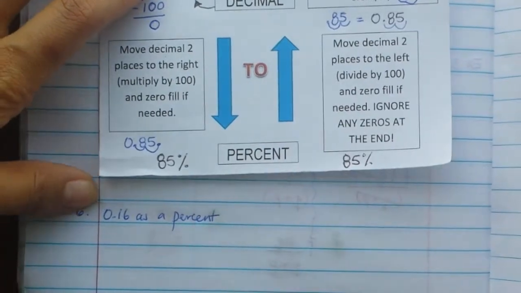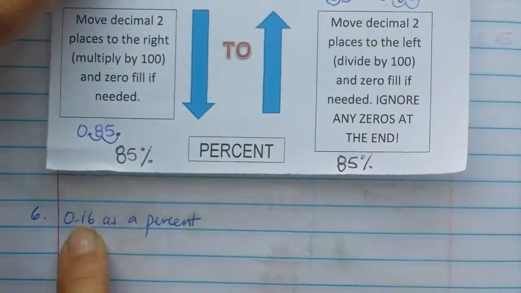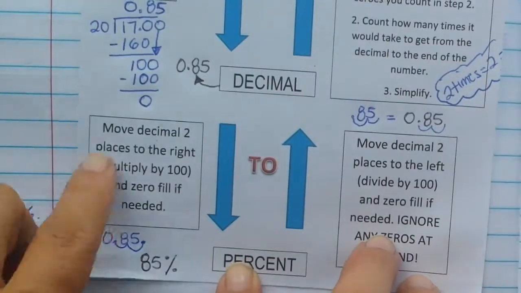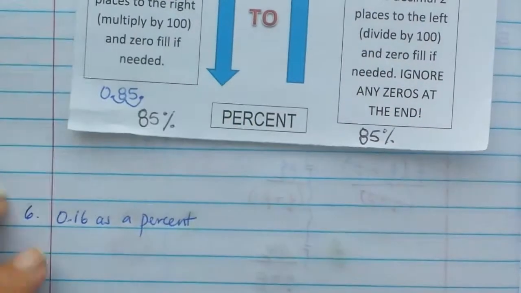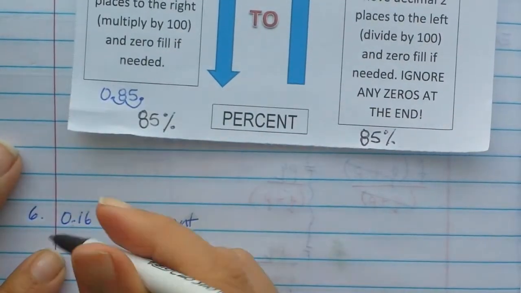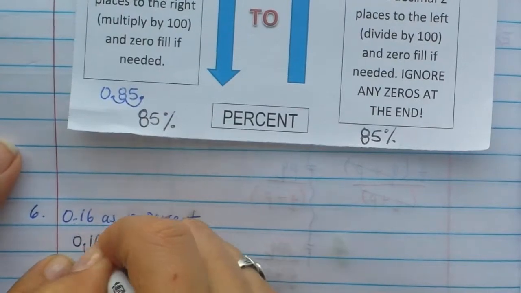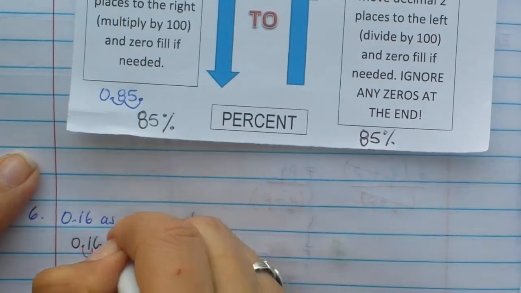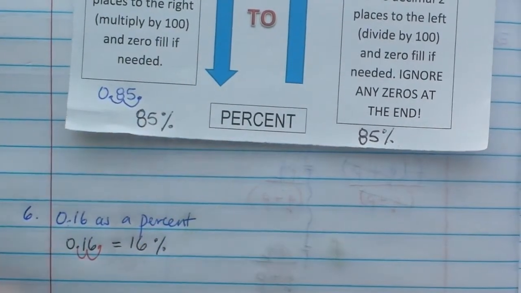That's your listening check. Alright, so you're supposed to write 0.86 as a percent. So that's a decimal. So you're going from a decimal to a percent. All you have to do is move the decimal 2 places to the right. So write it down, 1, 2. So it's 86%. That's it.